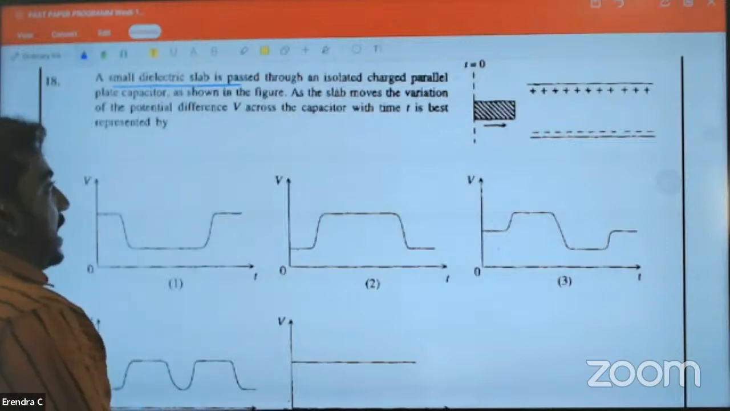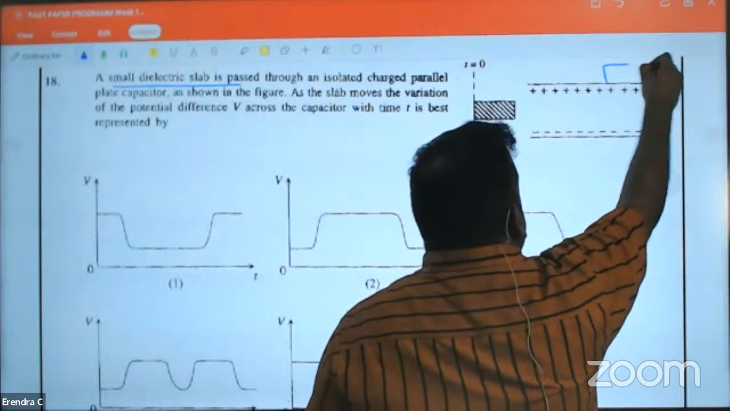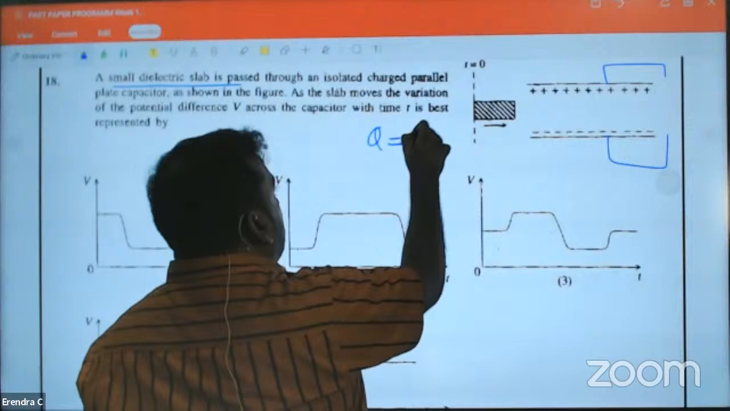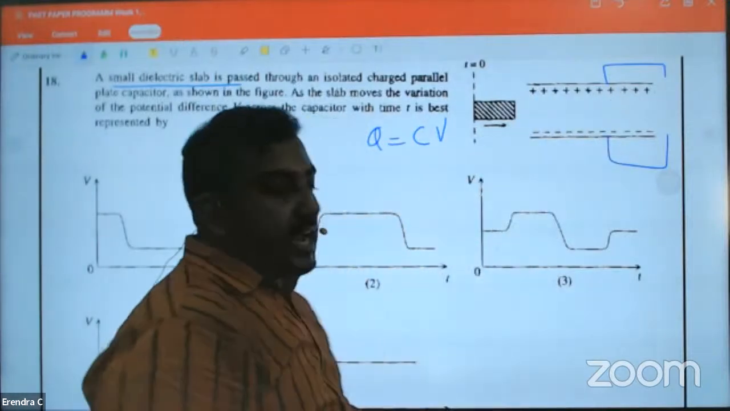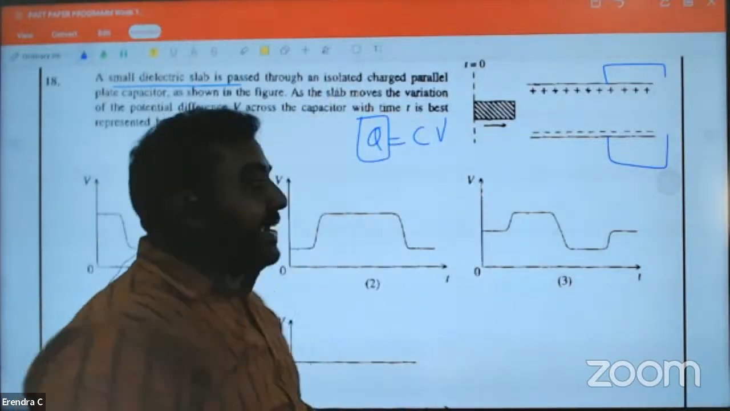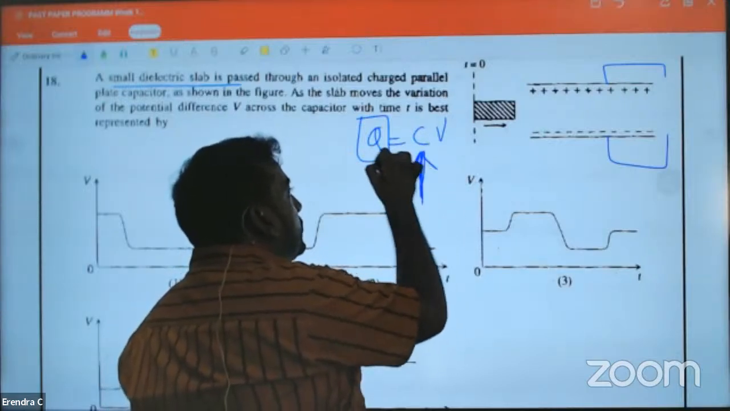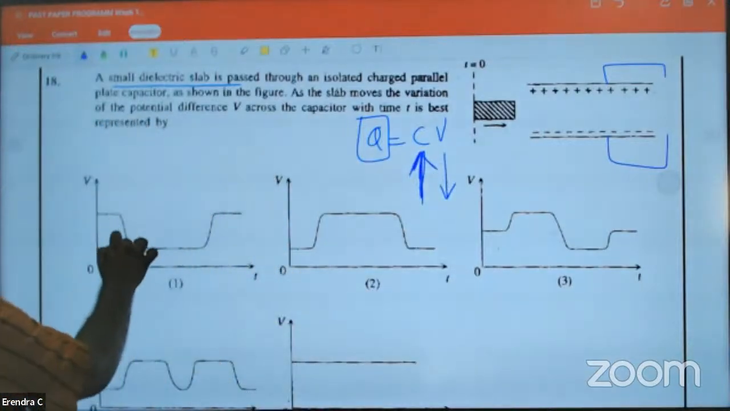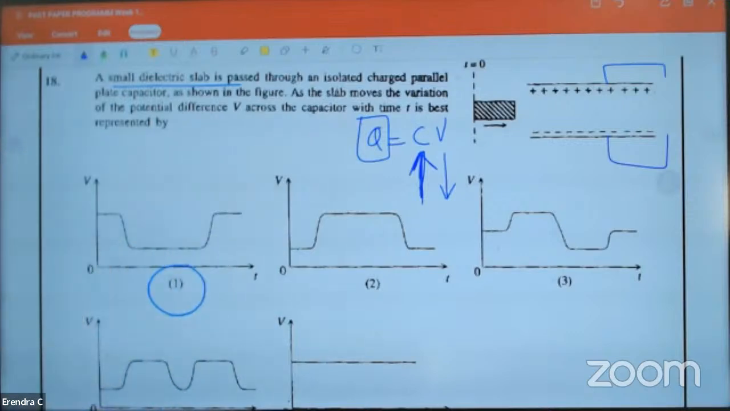They are asking the potential difference. Now, potential difference here, maybe you have to calculate. Q is equal to CV. This is positively charged. This is negatively charged. Charge will be constant. But when a dielectric enters, capacitance will increase. To keep Q constant, voltage will drop. So voltage drops once it goes in, and once it goes out, again straight. Correct answer is answer number 1.